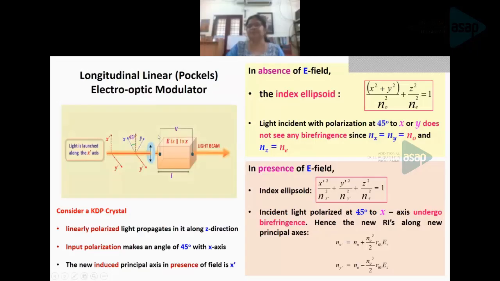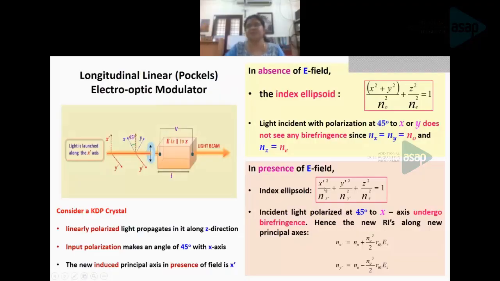When we apply an external electric field, this index ellipsoid will be modified to this form because these are the principal axes. In the absence of electric field, X, Y, and Z are the principal axes. Now, in the presence of electric field, X prime, Y prime, and Z prime are the new induced axes. Okay. Now, the corresponding refractive index can be found.